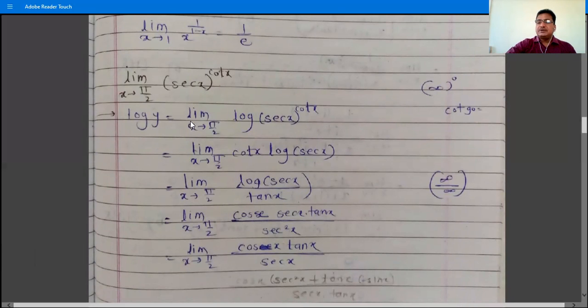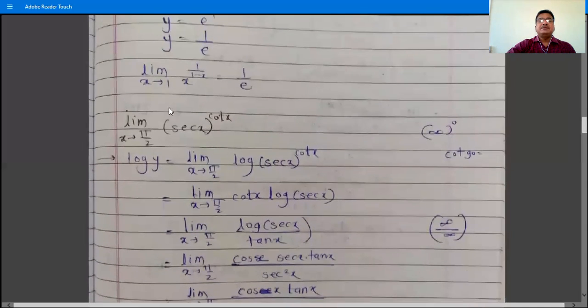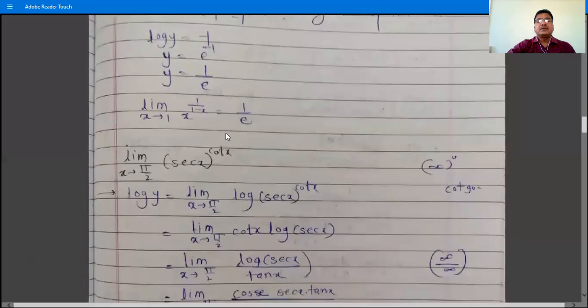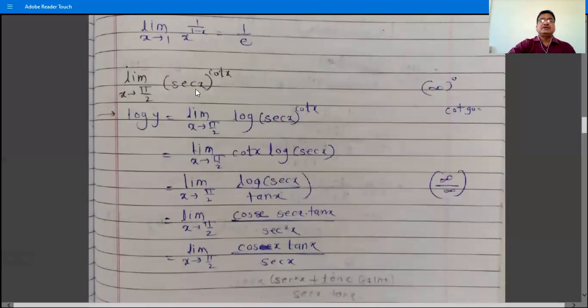These are problems of the type f(x) raised to g(x). And if you substitute x as pi by 2, then we have sec pi by 2, which is infinity, and cot pi by 2 is 0. Infinity raised to 0 is an indeterminate form. And the problem is of the type f(x) raised to g(x). So first denote it by y. First step: y is equal to limit x tends to pi by 2, sec x raised to cot x. Then taking log of both sides.